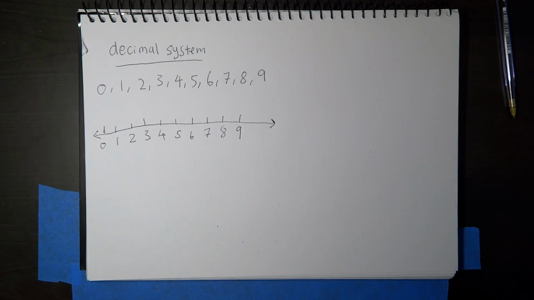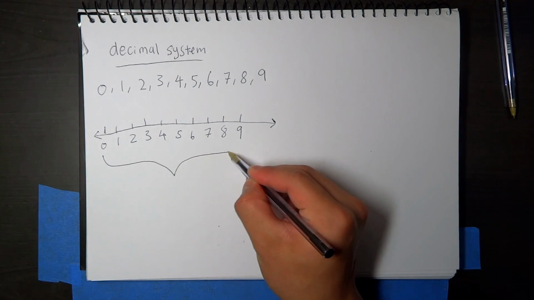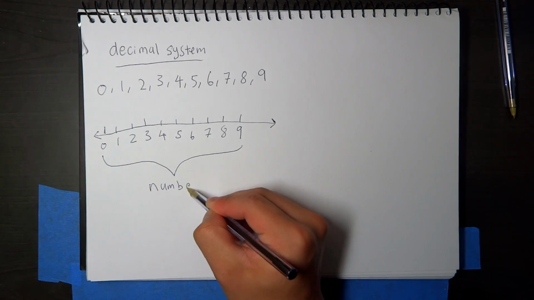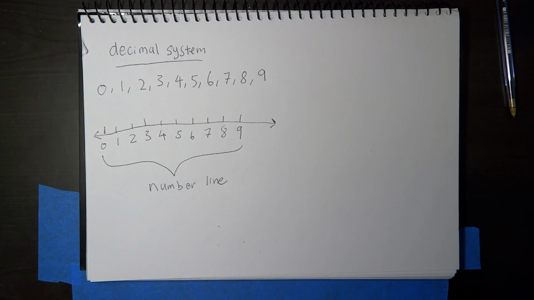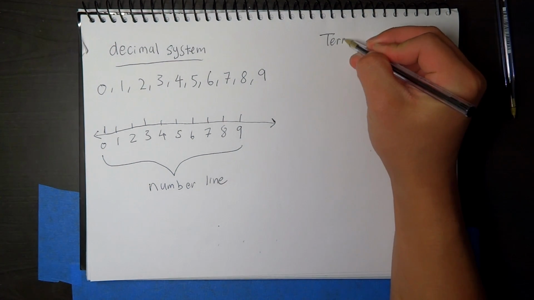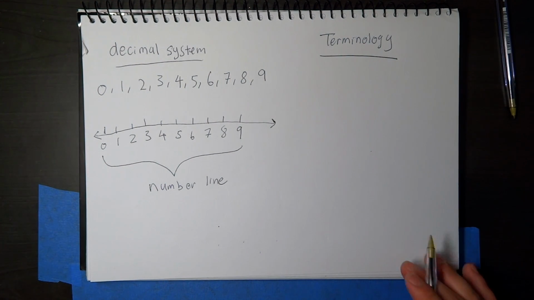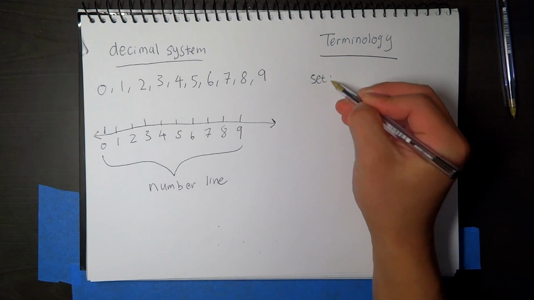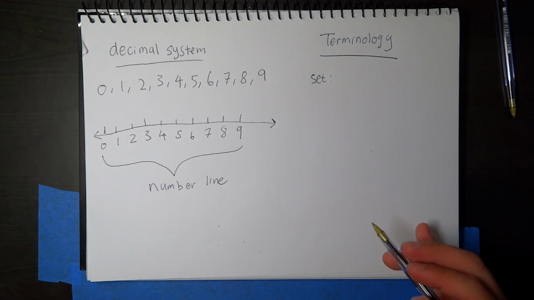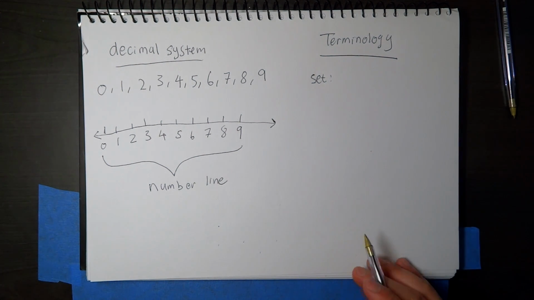This is what we actually call a number line. Another small side note again. I will just be telling you some terminology and some notation that I will be using throughout this video. So, terminology, I'm going to be using the word set. And for us, that will just mean a group of numbers. Specifically, when I refer to set, you can think of the numbers 0 to 9 for now.